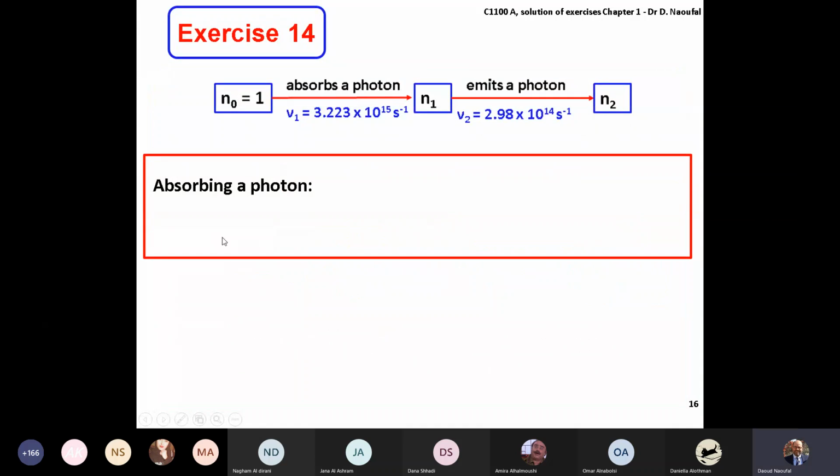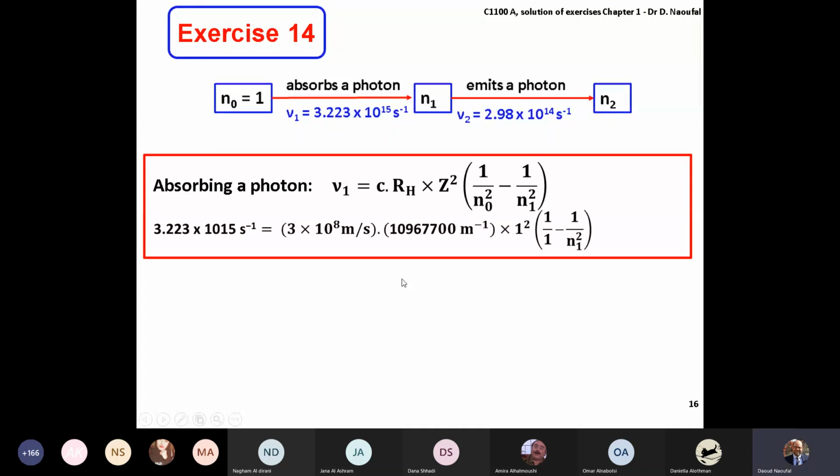So I apply, in the absorption from n0 to n1, mu1 equals c RH times 1 over n0 squared minus 1 over n1 squared. So I calculate by this way. I put mu1 by its value, c in meter per second, RH in meter minus 1, and we calculated n1, which is 7.